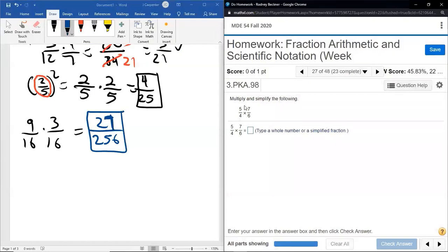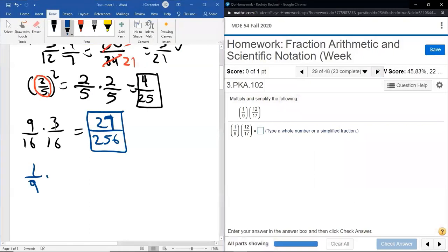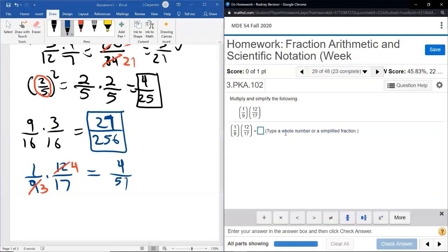5/4 times 7/6. Nothing's going to reduce on that one. Spoilers. You'll multiply straight across and you'd get 35/24. Not going to show that one. We'll show this one. 1/9 times 12/17. 9 and 1 can't reduce. 12 and 17 can't reduce. 1 and 17 can't reduce, but 12 and 9 can. 3 goes into 9 3 times, and 3 goes into 12 4 times. Then you multiply straight across. 1 times 4 is 4, over, that's 17, 34, 51. 3 times 17 is 51, not 57.